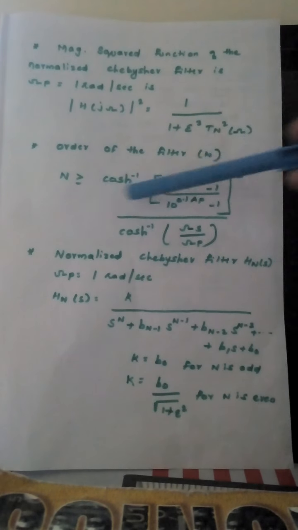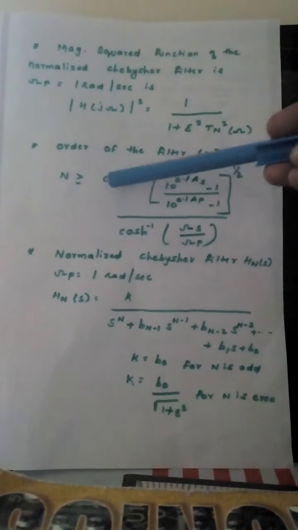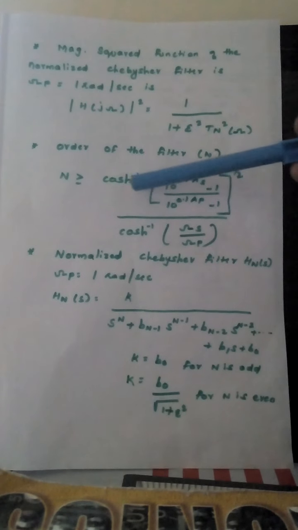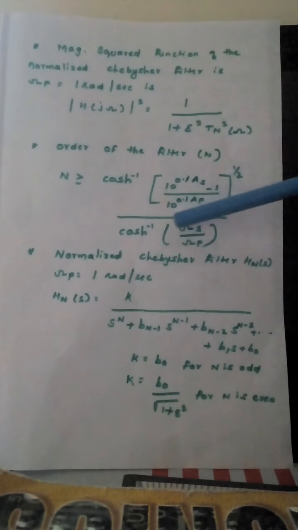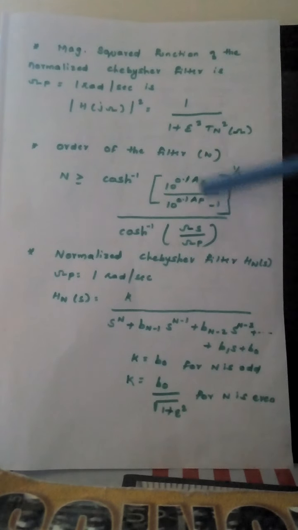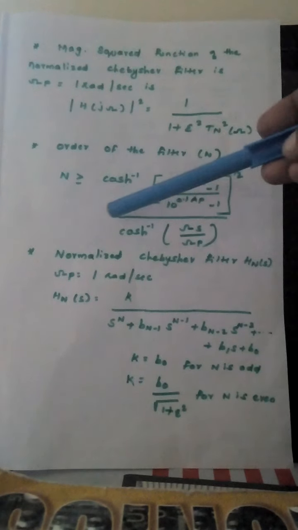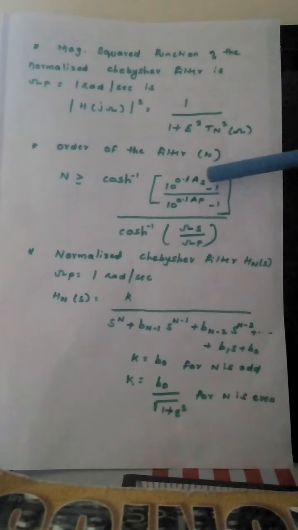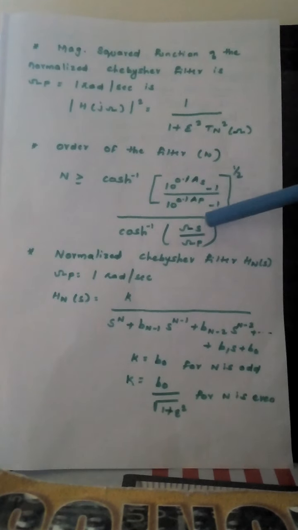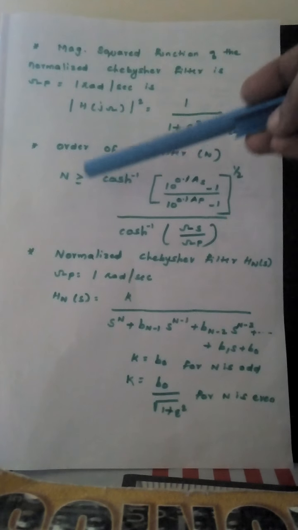Now next we have to find out the order n. Order n can be found by cosh inverse of the square root of 10 to the power of 0.1 As minus 1 divided by 10 to the power of 0.1 Ap minus 1, the whole divided by cosh inverse of omega s divided by omega p. Here As is nothing but the stop band attenuation, Ap is the pass band attenuation, omega s is the stop band edge frequency, and omega p is the pass band edge frequency. If you know all the values, we can find out the order n.